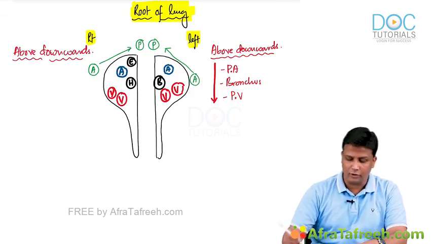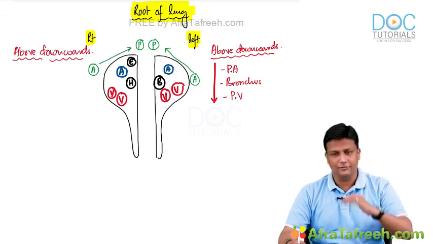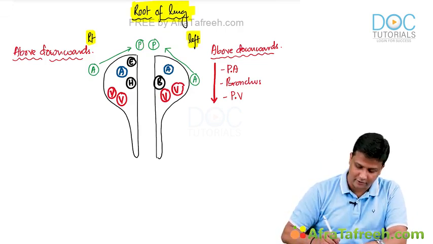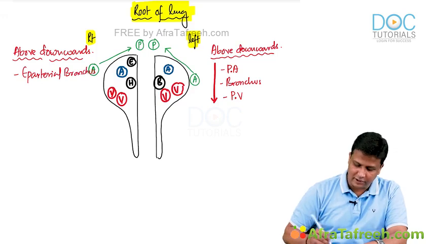Now here you have got to be really alert, guys. Look at that right lung. First of all, superiorly, you will have the eparterial bronchus there. E stands for eparterial bronchus, and the name itself is telling you it is above the artery.